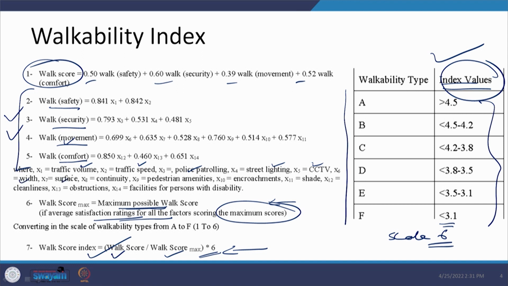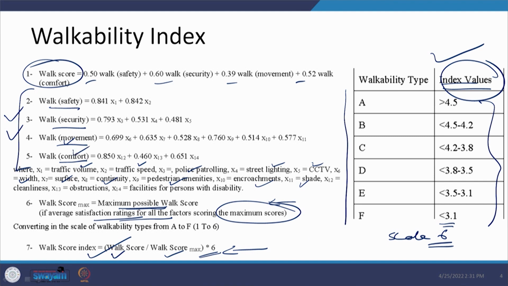have width, the surface type, the continuity of the facility being provided, the pedestrian amenities which are provided on that particular facility, say a seating space or something like that, or whether the space is free of encroachments or not, or it is being provided with a shade. So, all of these things have been taken together so as to identify what this factor walk movement is and what the value is going to be for that.